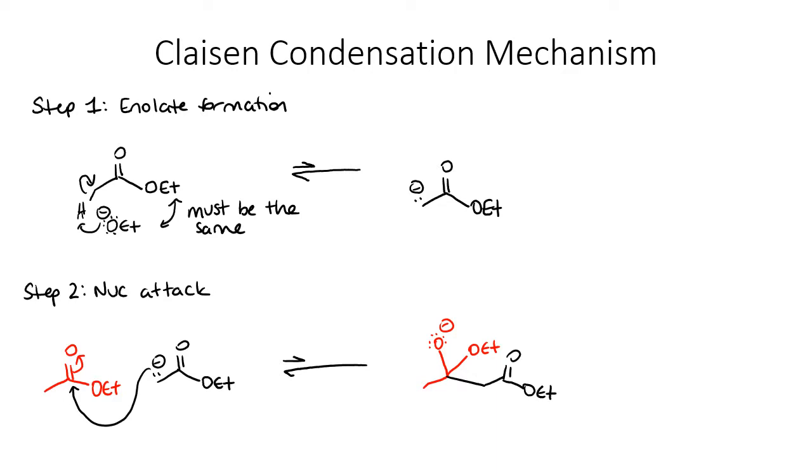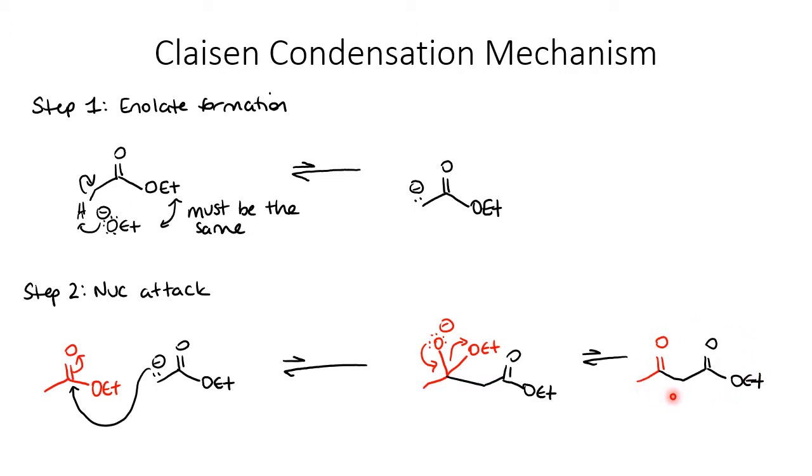The second step of step 2, or the second part of step 2, is the lone pairs on the oxygen with the negative charge are going to come down and reform the carbonyl. We are also going to kick off ethoxide as a leaving group. Now we know that ethoxide is not a very good leaving group, so again, the equilibrium is not going to favor this step. But again, a small bit of product will form.